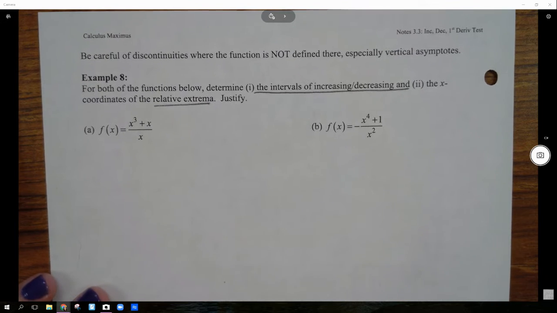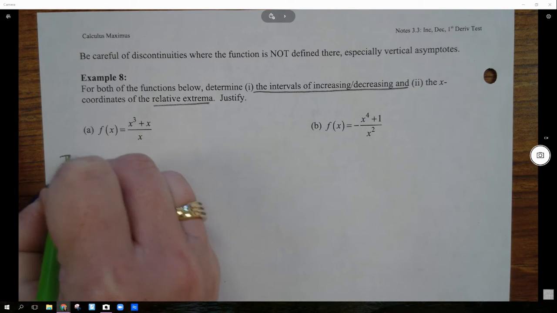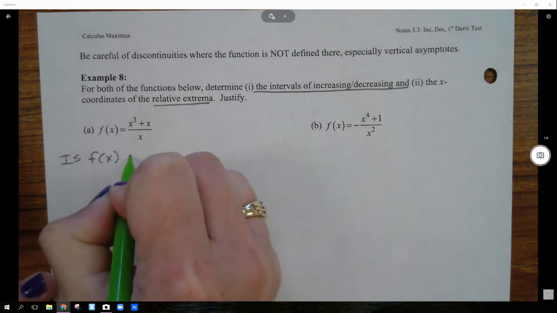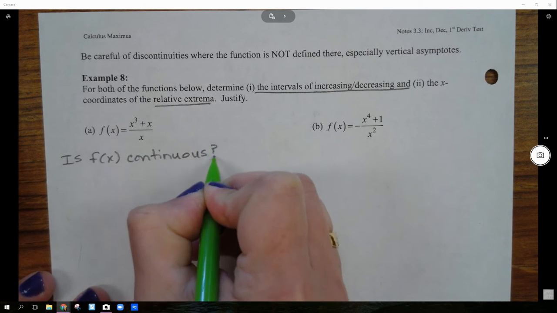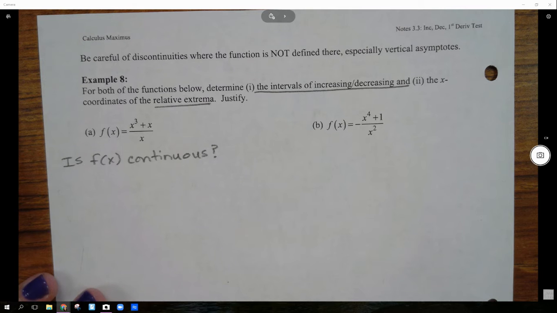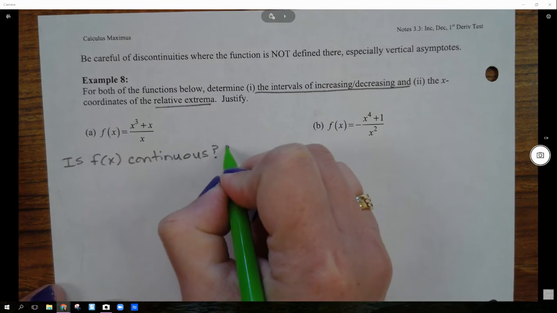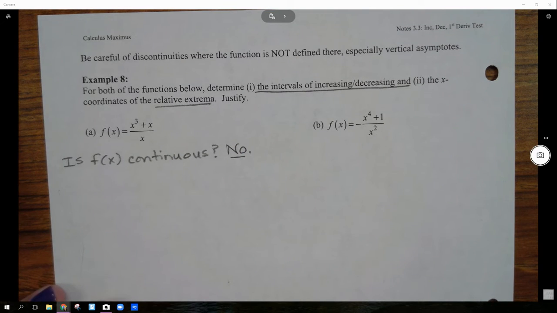So this is what we need to ask ourselves first. Is f of x continuous? If you ask yourself this question every time, you won't miss any of the little details that don't necessarily stand out when you don't have a graph to look at. So the answer to this is no, it's not continuous.